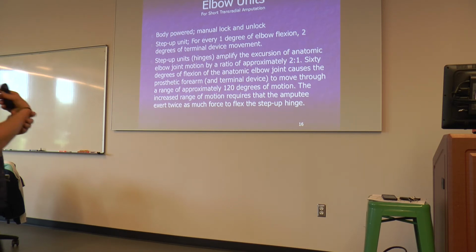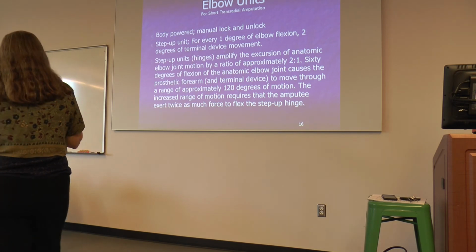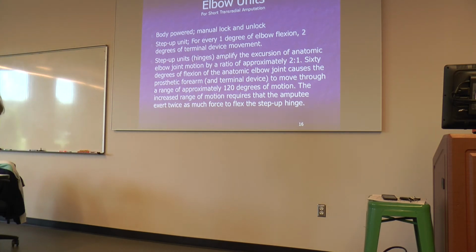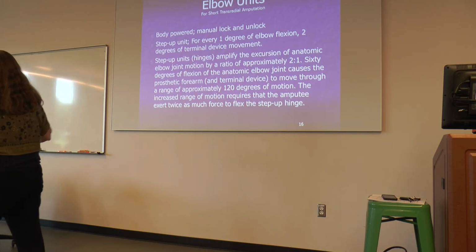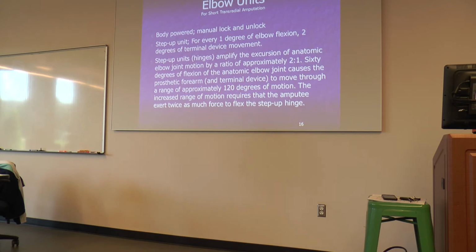All right, so the transradial elbows, they're handy just to keep the cables aligned, if there are cables running, so that you get the right proper force on it. But you will often have step-up units on it. If a person has a short transradial amputation, they use what's called a step-up unit.